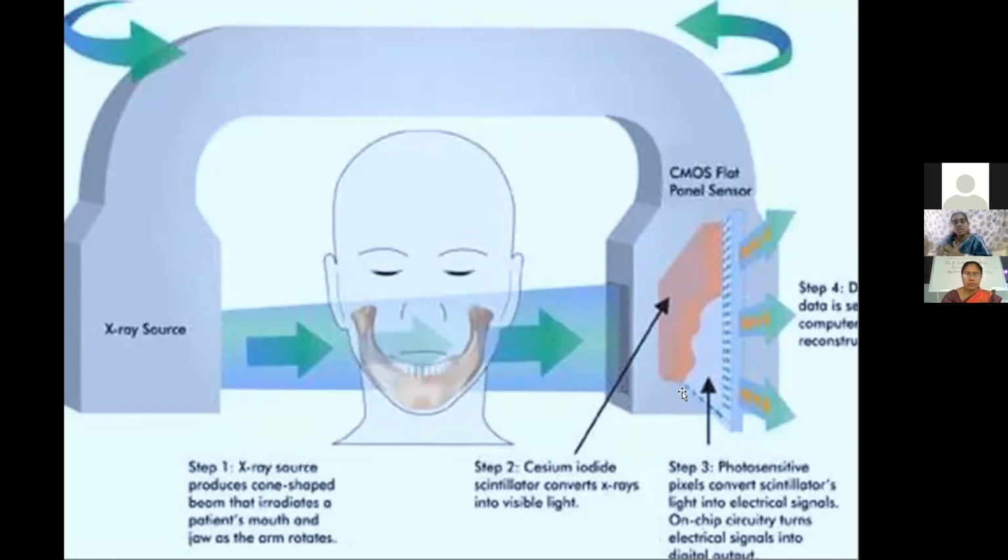These electrical signals are then transferred to the computer, where certain algorithms and formulas are applied, and this is converted into 3D volumetric imaging. So these electrical signals are converted into digital signals, and then the 3D volumetric construction is done. So this is the process of cone beam computed tomography.